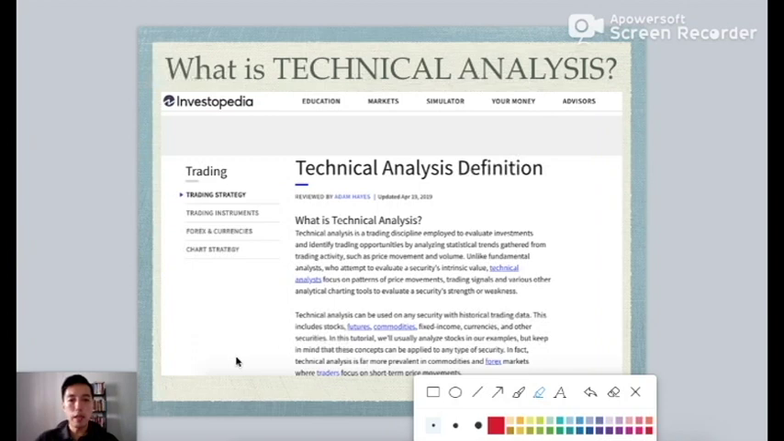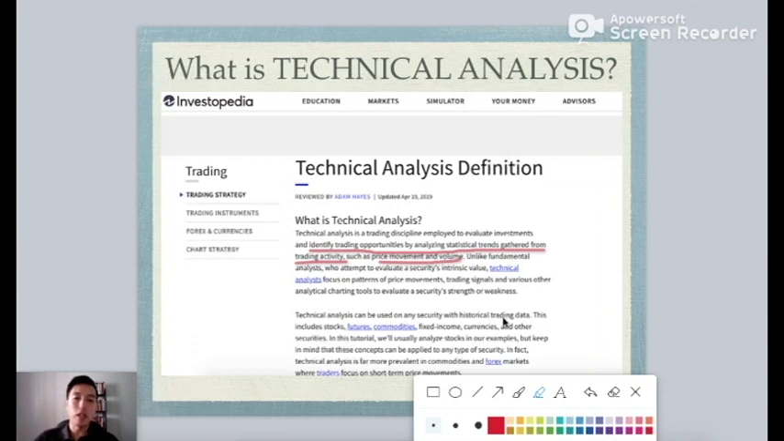From Investopedia, by the definition of technical analysis, basically it's about identifying trading opportunities by analyzing the statistical trends gathered from trading activities of the past. Basically looking at the price movement and the volume that was traded previously.